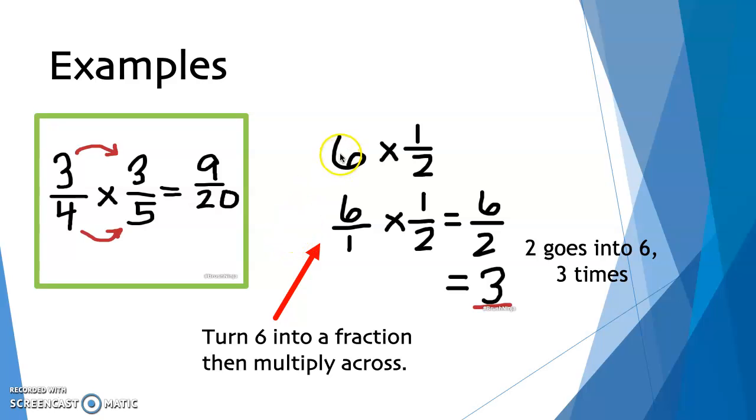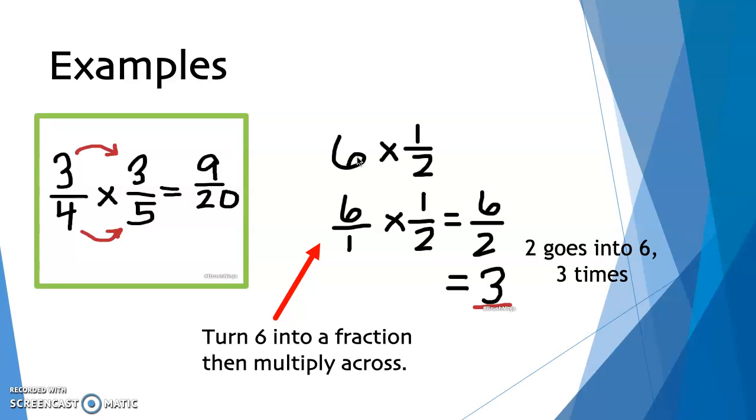Here are some examples. 3 over 4 times 3 over 5 equals 9 over 20. We multiply 3 and 3 to get 9 and 4 and 5 to get 20. 9 over 20 is in simplest form because it does not have common multiples to be divided into.